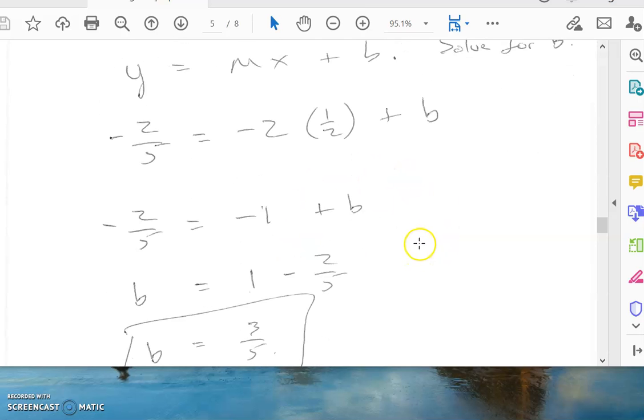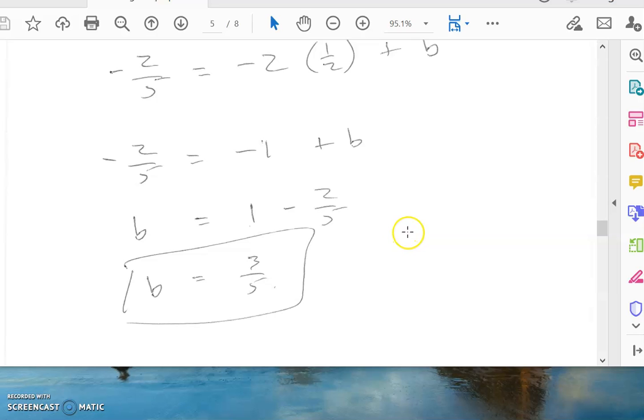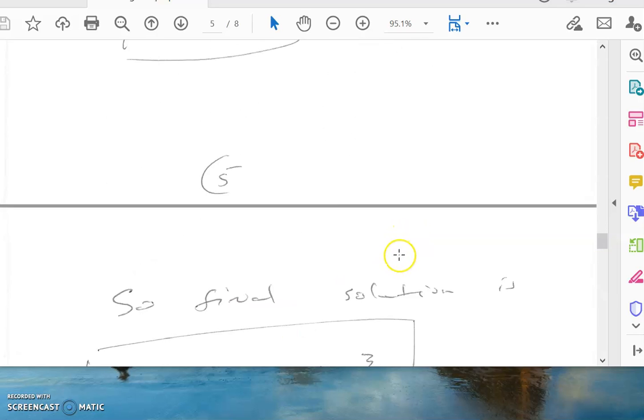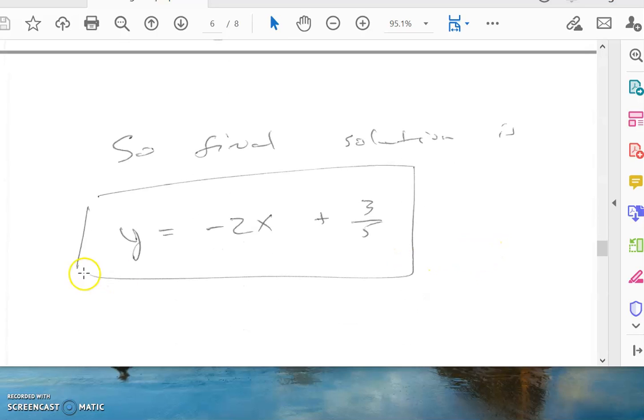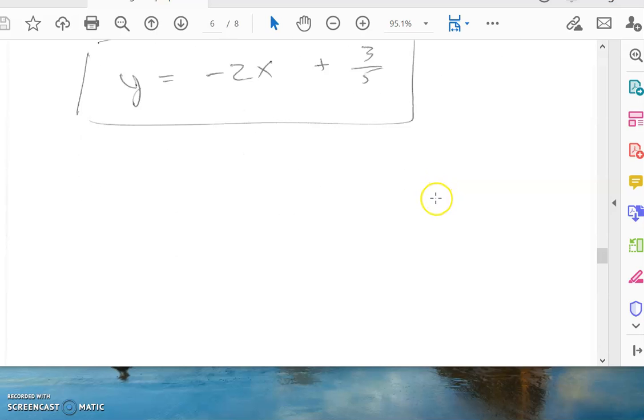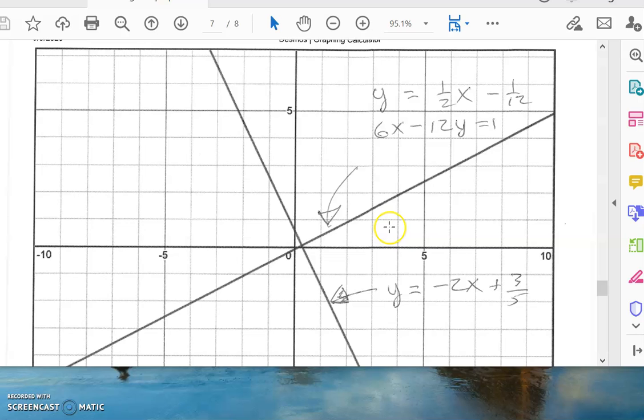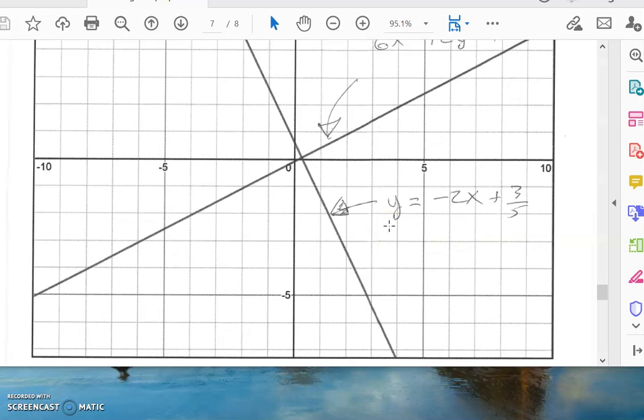So crank it out, rearrange terms, and what do you get? You get b is equal to 3/5. So our final solution is y is equal to negative 2, that's the slope we already found, negative 2 times x, plus the b, which is 3/5. And as I said before, here's the graph. Sure looks perpendicular to me.